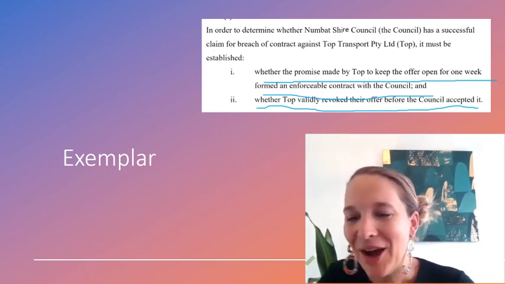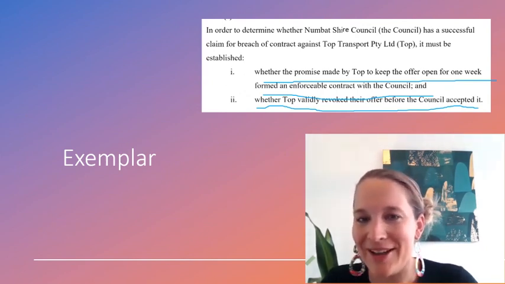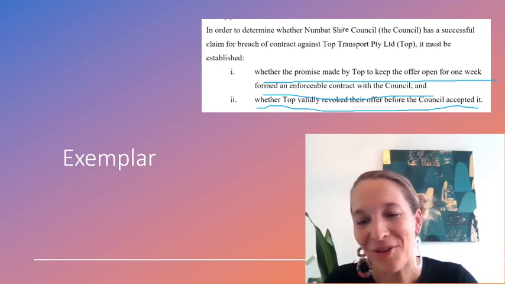So yeah, hopefully these student examples and this exemplar at the end have been helpful.